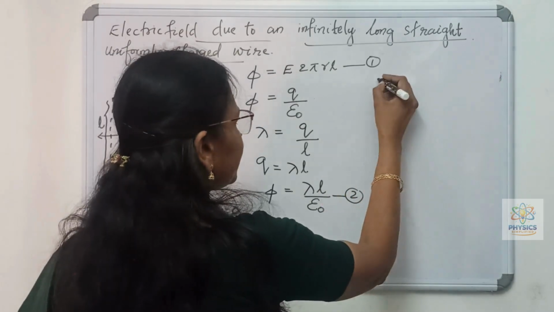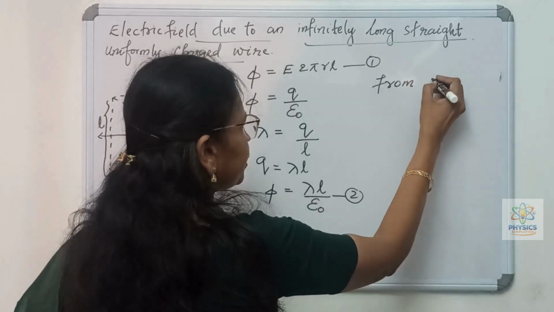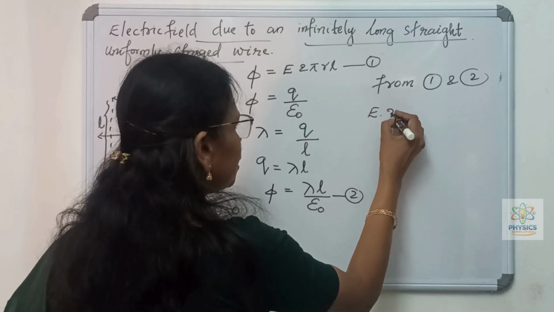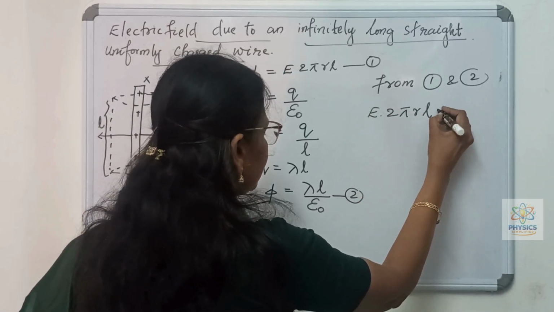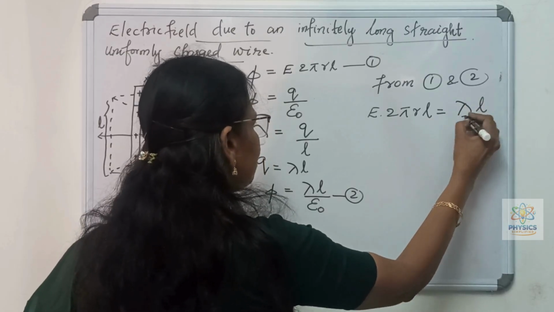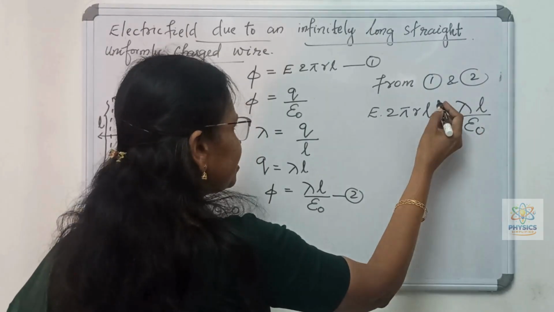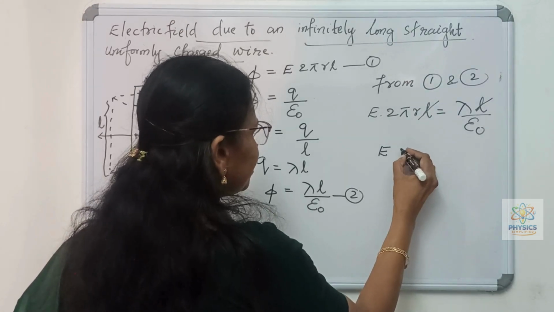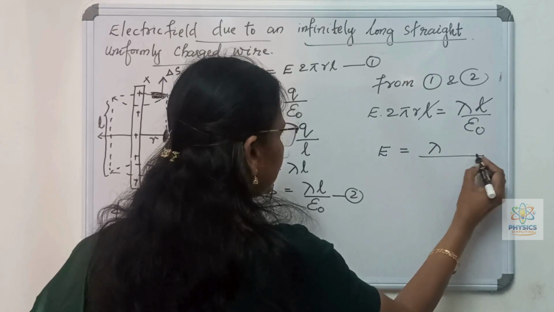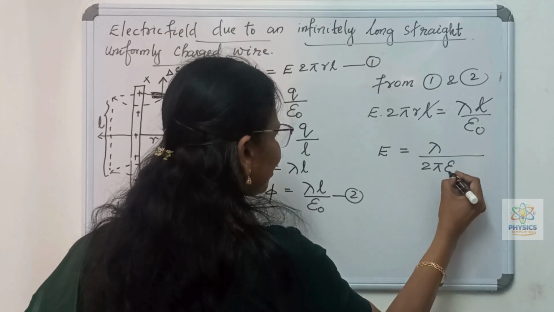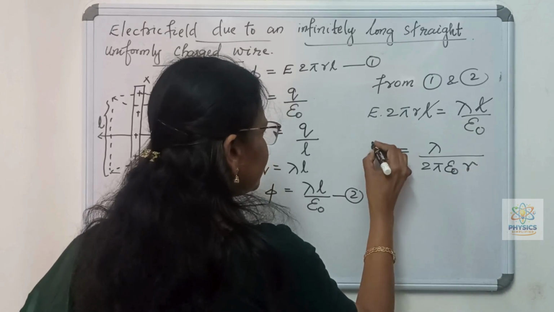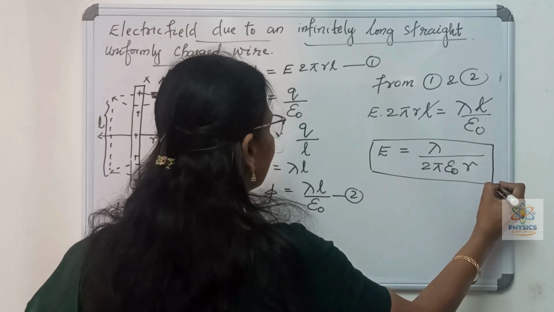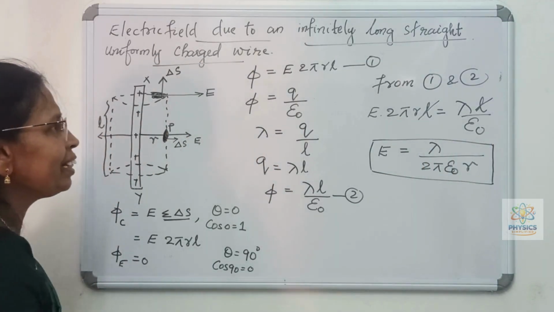So next you can equate equation 1 and 2. Therefore, from equation 1 and 2 we can write E into 2 pi R L is equal to lambda L by epsilon 0. Here L and L cancel. We get electric field intensity E is equal to lambda by 2 pi epsilon 0 into R. This is the expression used to calculate electric field intensity due to an infinitely long straight wire.